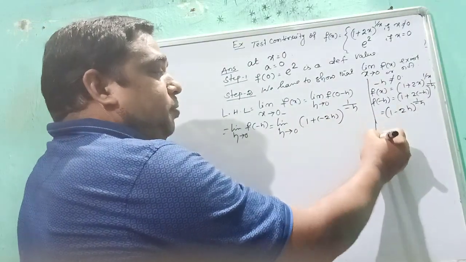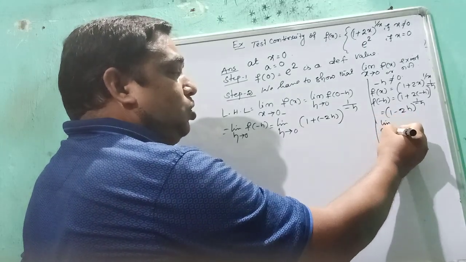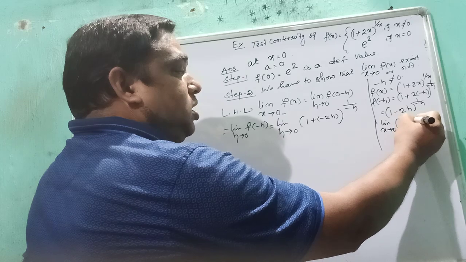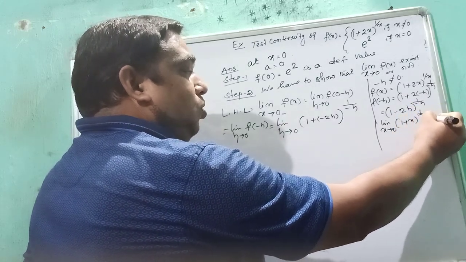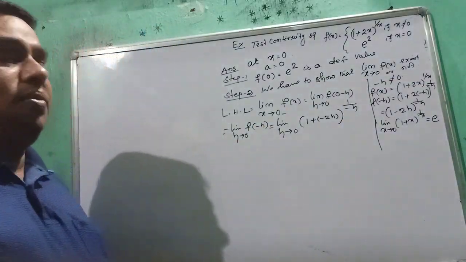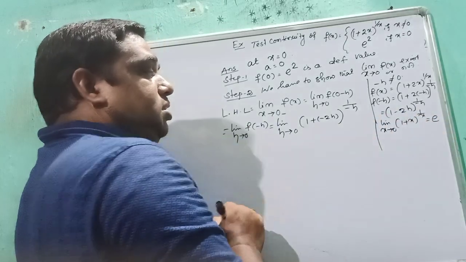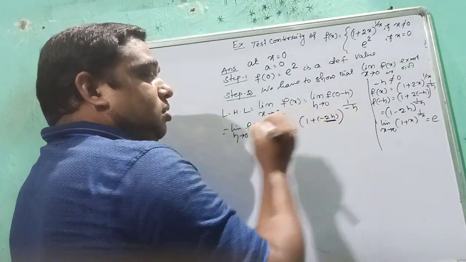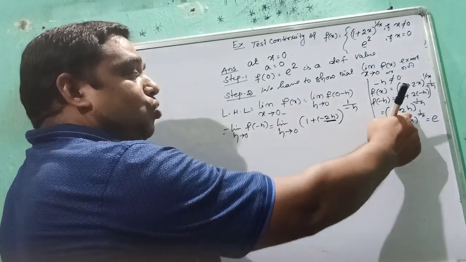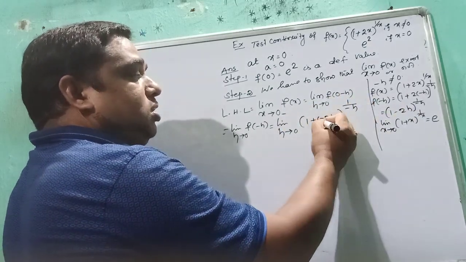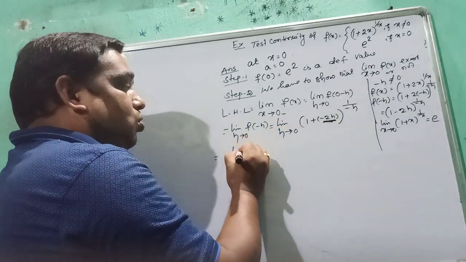Since in your limit formula you already know that limit x tends to 0, (1 plus x) to the power 1 by x is equal to e. There is a formula in limit. So (1 plus x) to the power 1 by x is e. Then what is x here? Minus 2h. So our required power is 1 by minus 2h, since x is equal to minus 2h. So now we go to the next step.